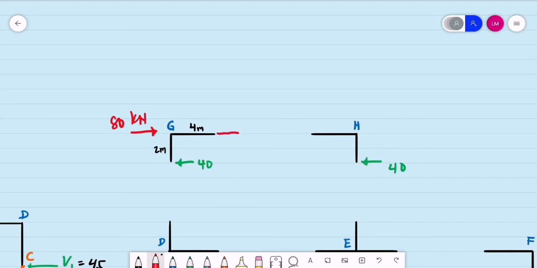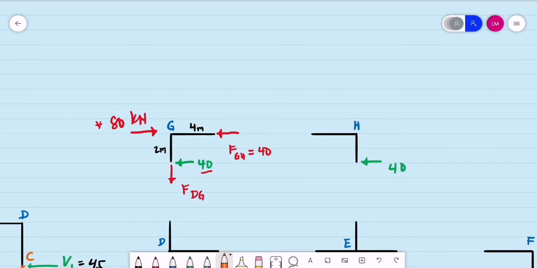I'll be using red for axial force. The axial force for beam GH. If we do the manual computation, that is basically 80 kilonewtons minus 40. The axial force for beam GH is equal to 40 kilonewtons. Now computing for the axial force for column DG. Let's say this is the axial force for column DG.